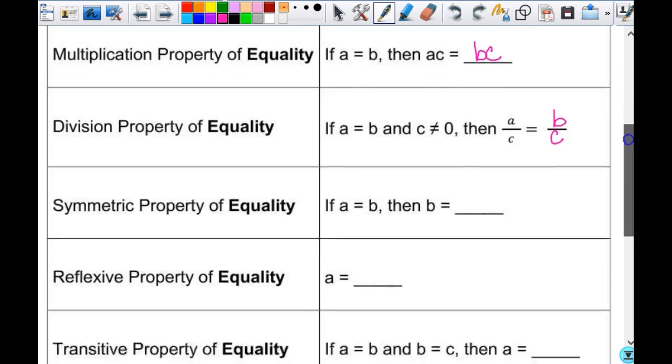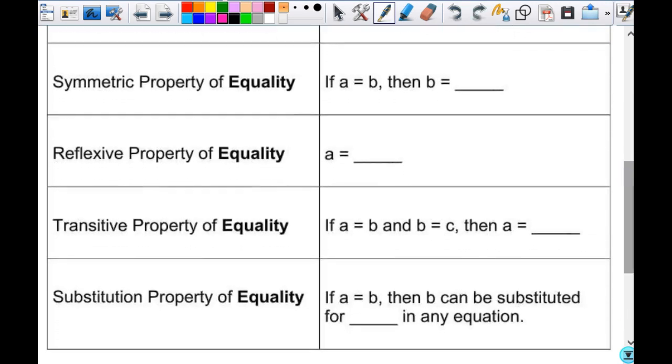The next two sound kind of similar to each other, but they're very different, and sometimes they get mixed up. So we've got the symmetric property of equality. If A equals B, then B equals A. Now that looks like a reflection, right? Like I just flipped it around. It's reflection symmetry is what it is. So it's the symmetric property of equality. The reflexive property, if you look in the mirror, if A looks in the mirror, he doesn't see B. He sees A, right? When you look in the mirror, you see yourself. So the reflexive property, like looking in a mirror, A equals A.